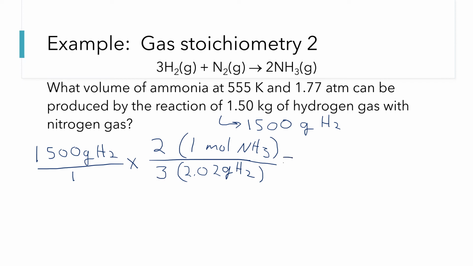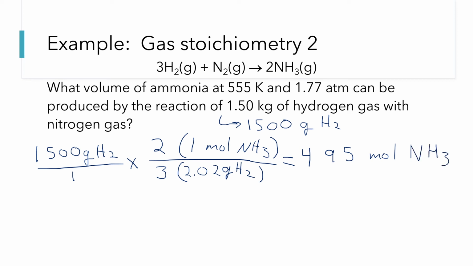So now I'm ready to run those numbers through my calculator. I have 1,500 times 2 divided by 3 and divided by 2.02. And that's going to give me 495 moles of ammonia.